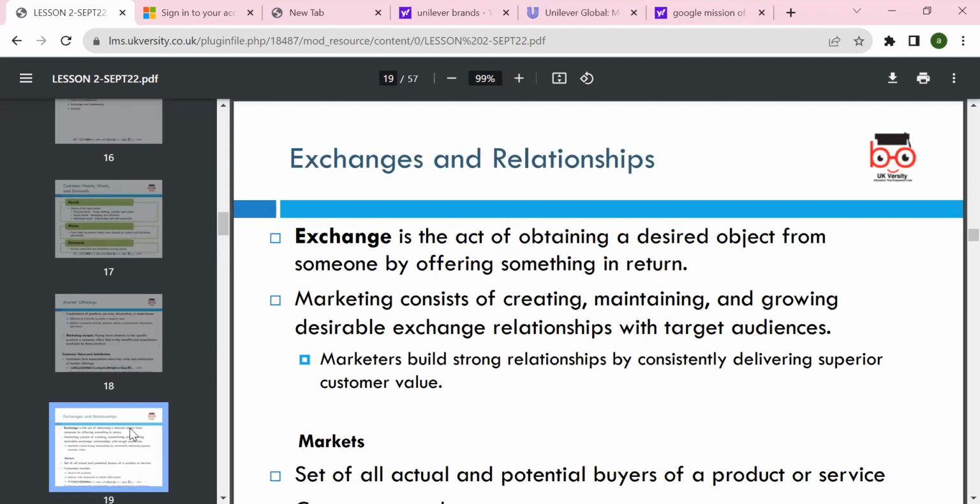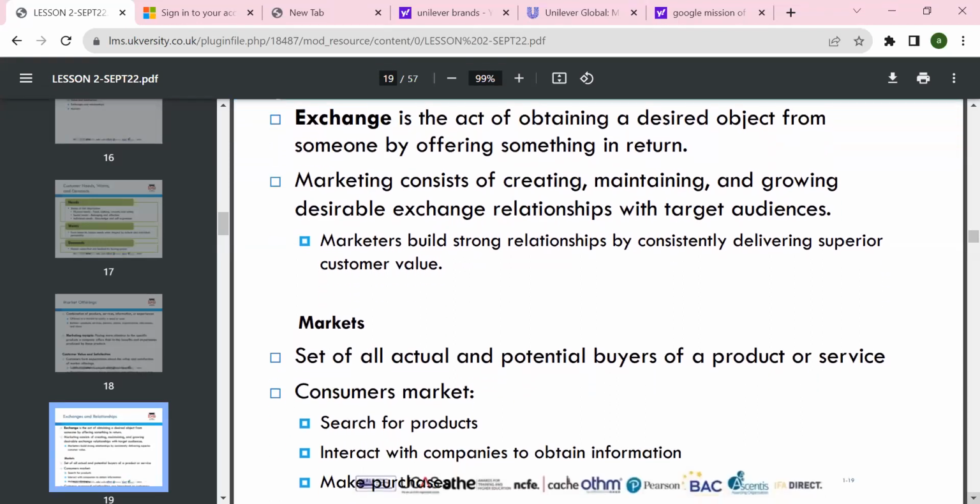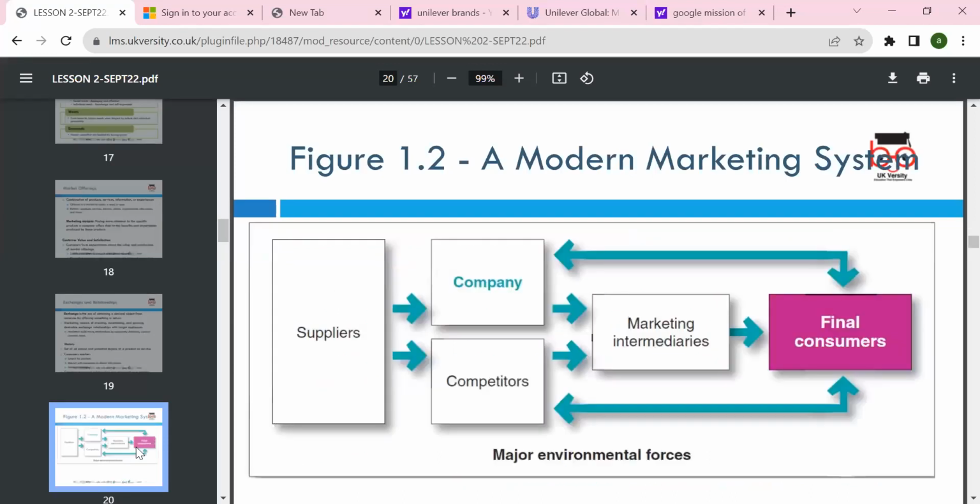Exchange relationship, which means the goods and services we offer and sell, and the market is all the actual and potential buyers, that is also known as a market. So you have to understand the environment, how many customers we have, where they are searching for the product, and what the purchasing power of the customer is, so we can deliver them goods accordingly. Otherwise we can't. Okay, so a modern marketing system where we can look at the marketing intermediaries, meaning middlemen, and we have to understand the major environmental forces, and how this can be disturbed.